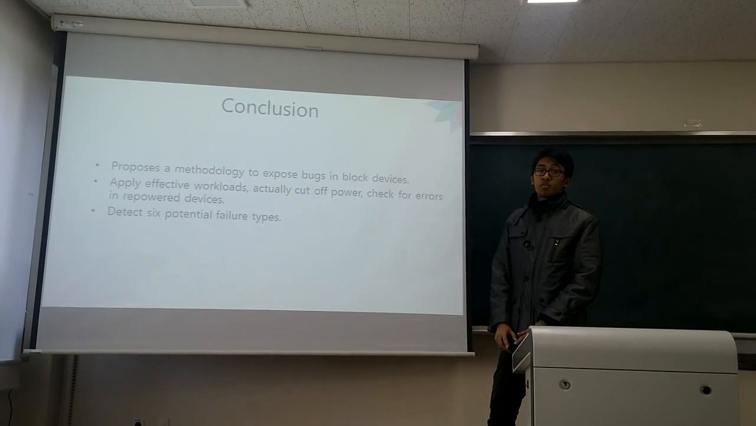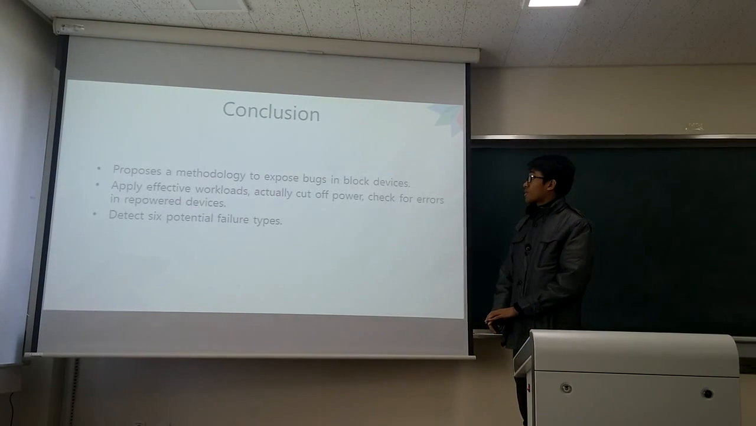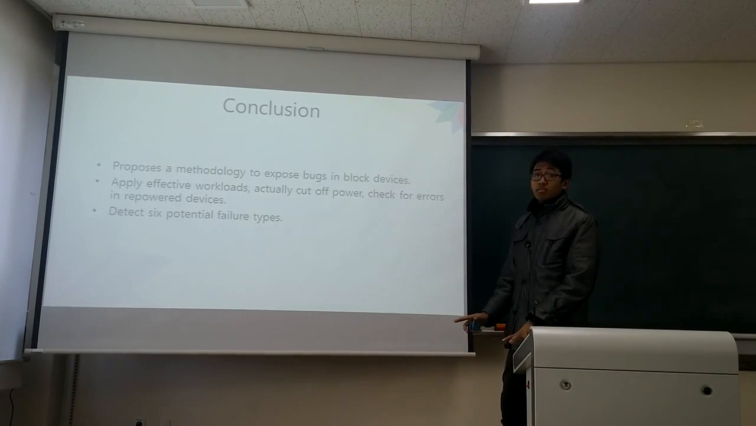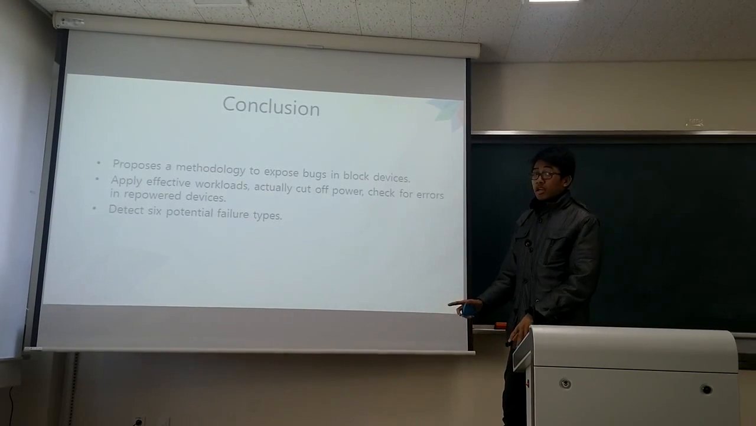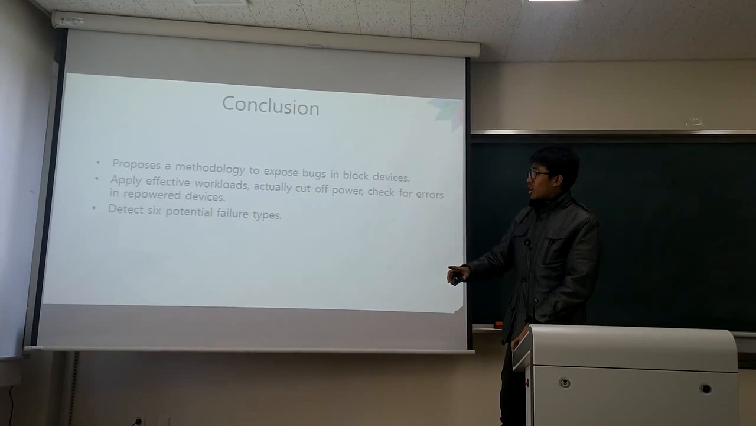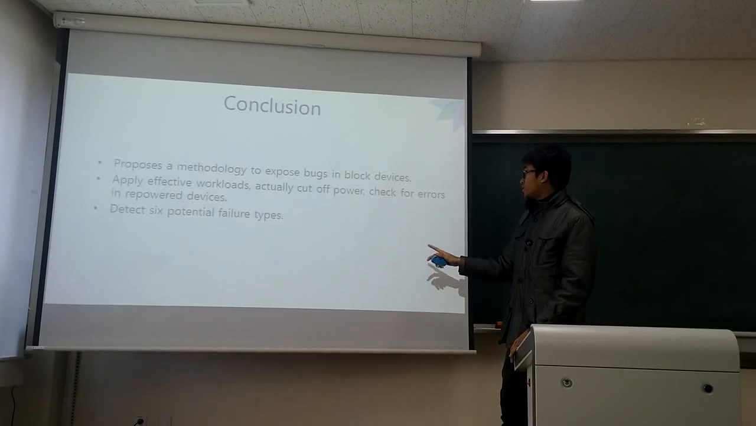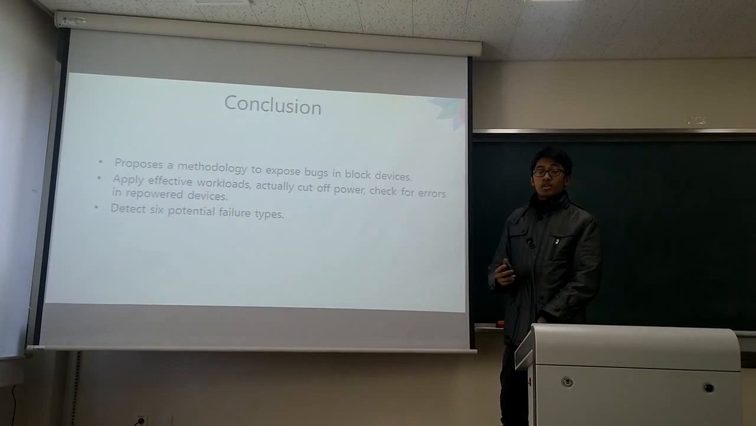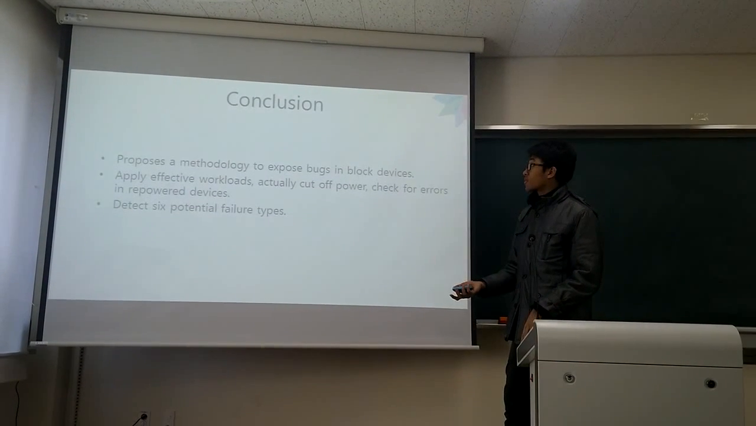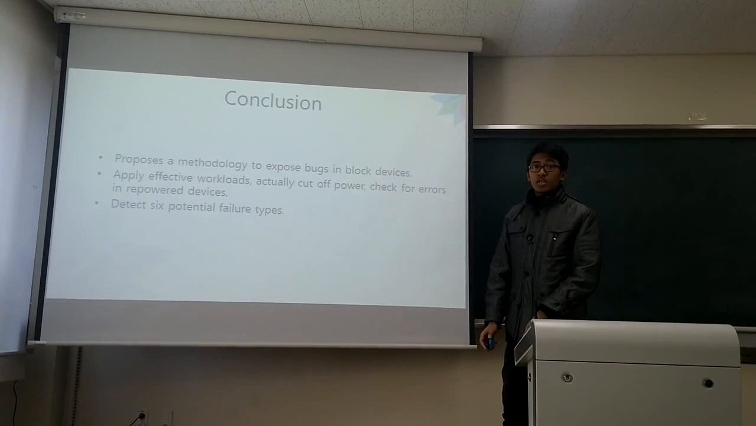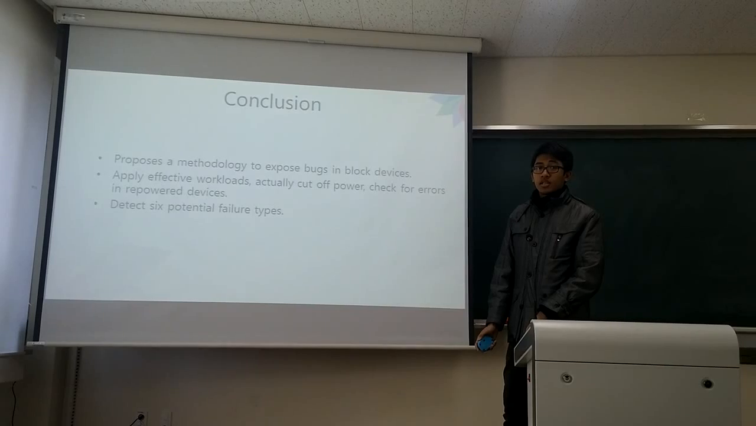So for the conclusion of this paper, we can say that the paper proposes a methodology to expose bugs in block devices. They do it by using effective workloads and then actually cutting power, and then checking for errors in the repowered device, whether an error appears or not. And they detect 6 potential types of failures, in almost all of the disks except those 2.